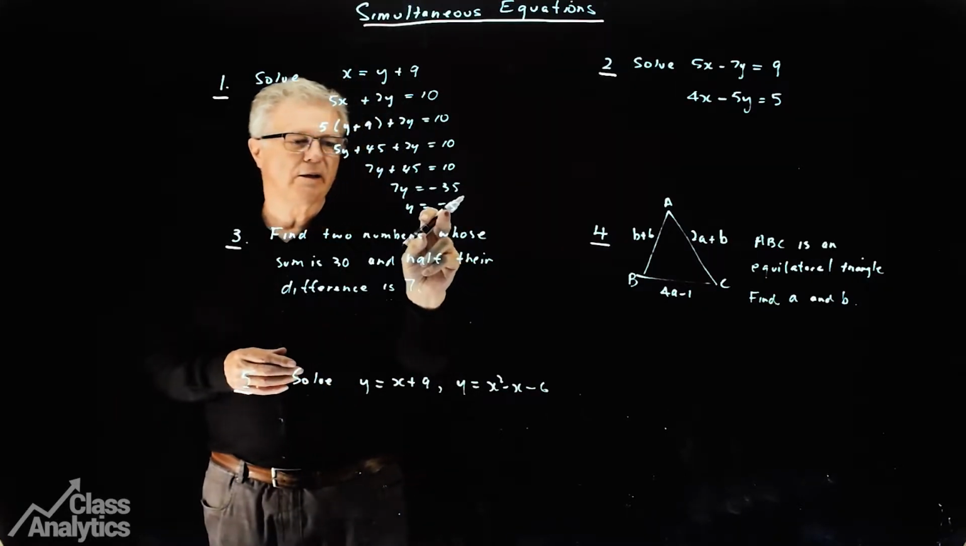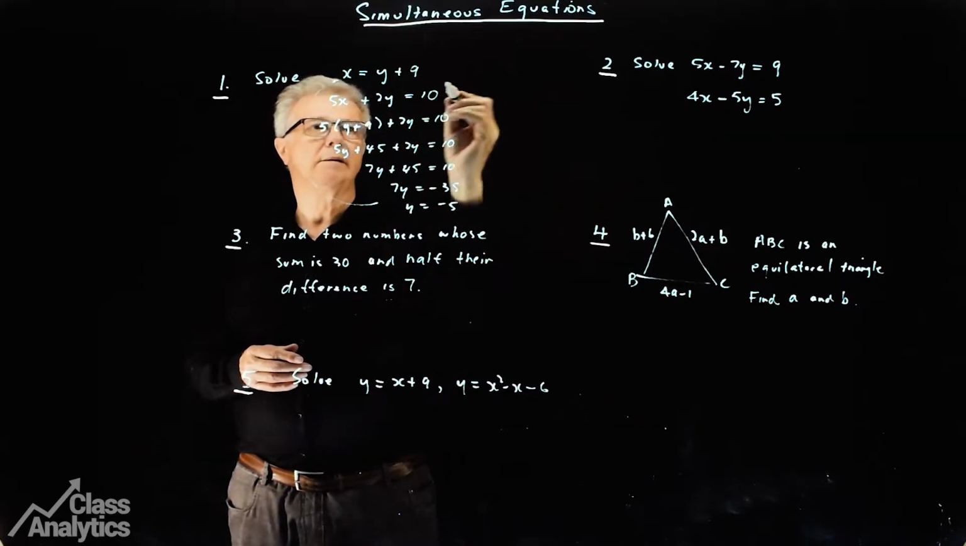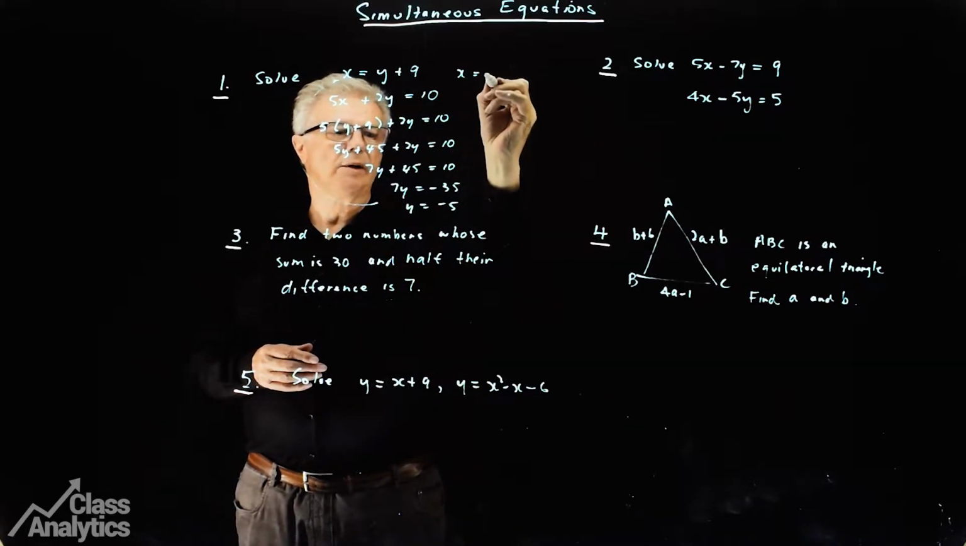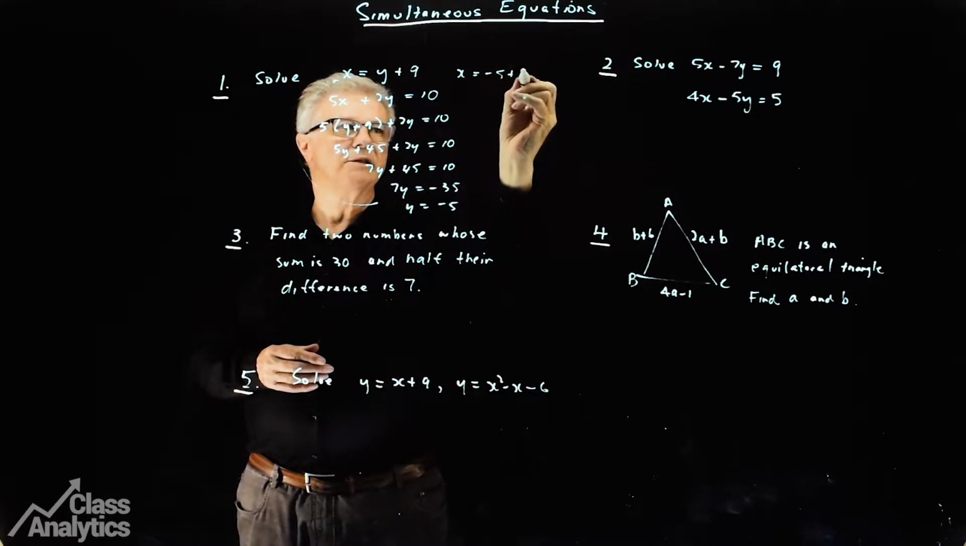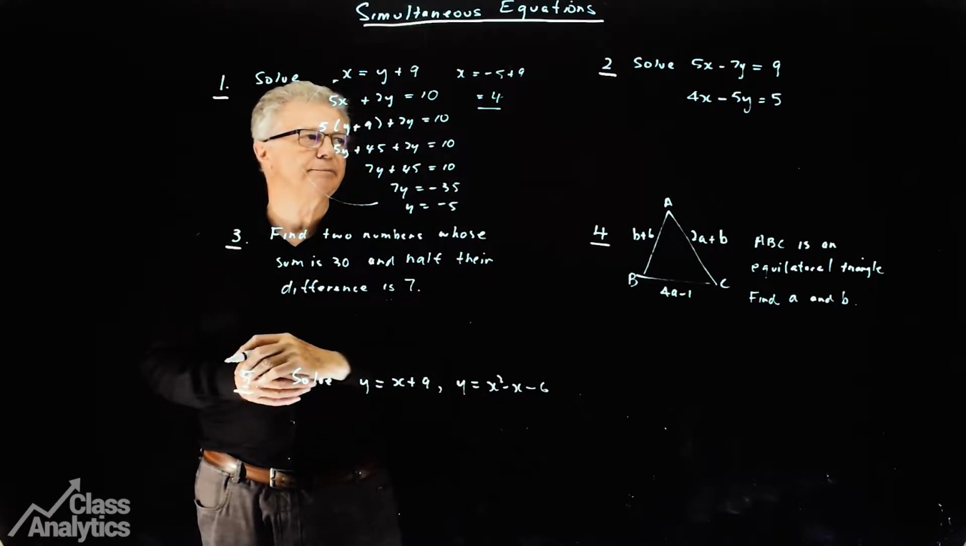Now don't forget, you've got to find what x is, so we can put that back in here. So x is simply equal to minus 5 plus 9, so that's equal to 4. So x equals 4 and y equals negative 5.